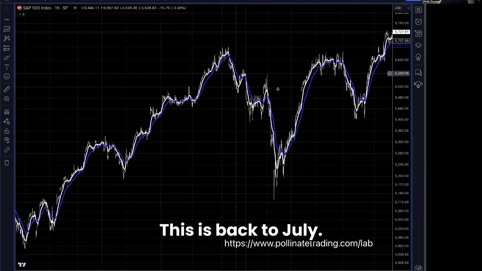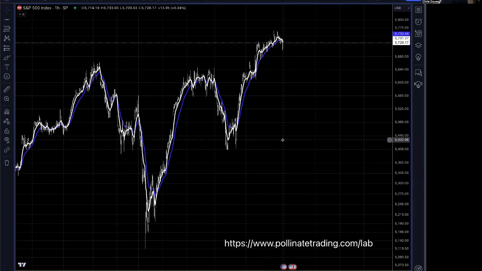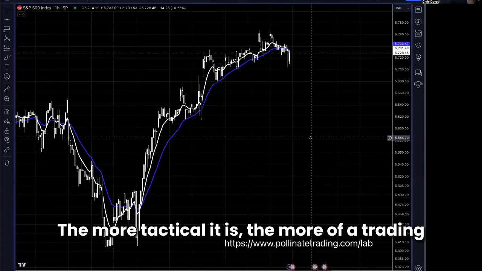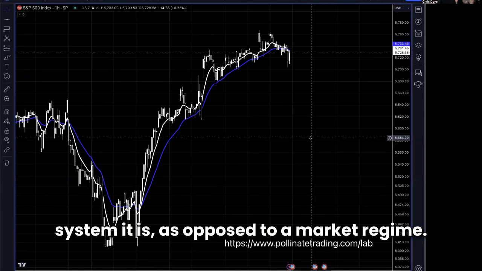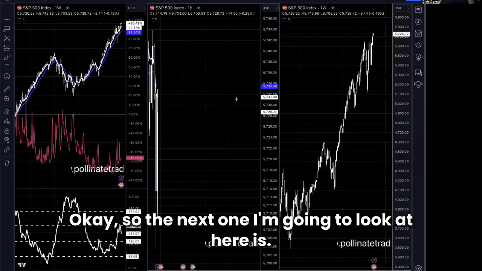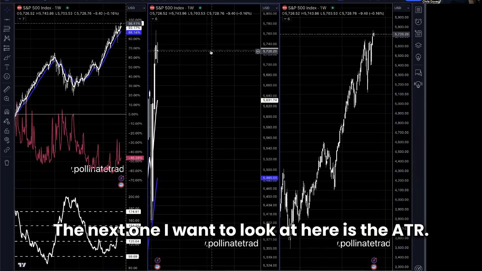This is back to July. This is the all-time high here into September. The lower you go down in time frame, the more tactical it is, the more of a trading system it is as opposed to a market regime. Okay, so the next one I'm going to look at here, let's take that back to a week so everything's the same. The next one I want to look at here is the ATR.